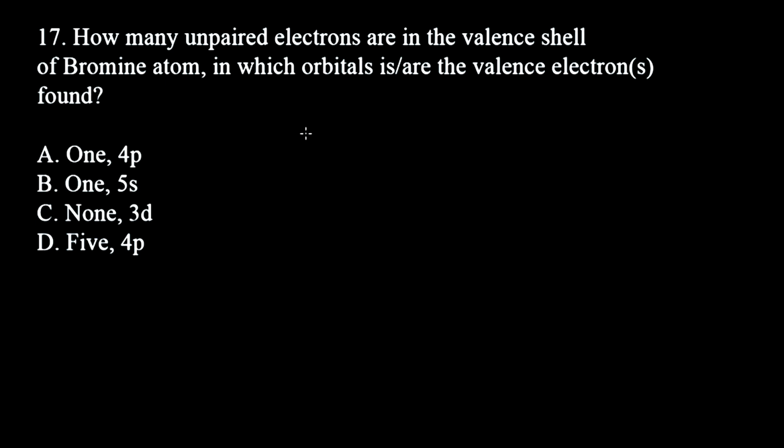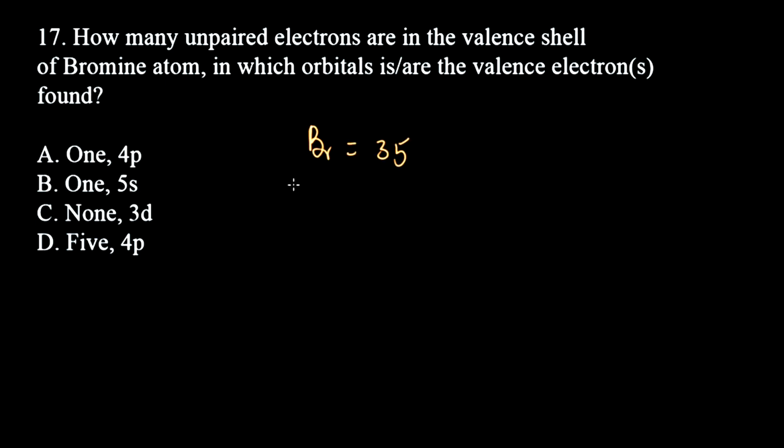Let's look at this question. How many unpaired electrons are in the valence shell of bromine? So in which orbital is this and this? Basically, we have that the bromine atom is 35, right?